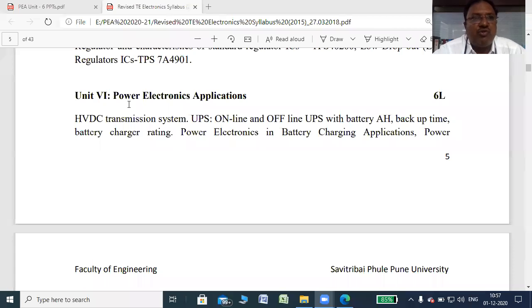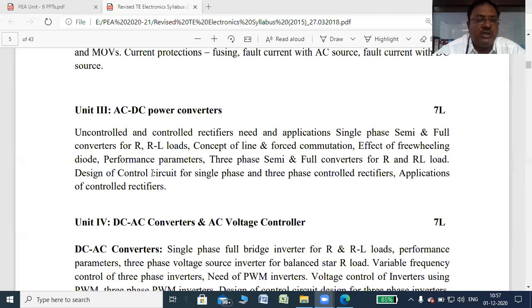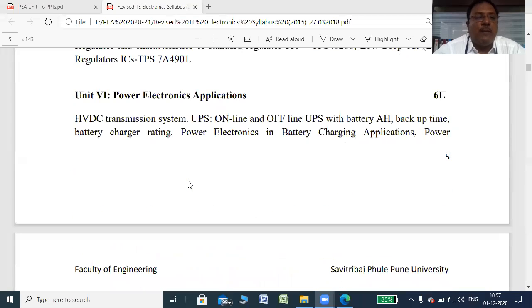So this is the last unit, what we already covered in the last lecture, power electronics applications. In this unit, the applications of the above three units, that is DC to DC converter, DC to AC converter, and AC to DC converter, are covered in unit number 6. This is not application of power devices, it is application of circuits which we learn in units number 3, 4, and 5. Okay, so the first application is the HVDC transmission system.